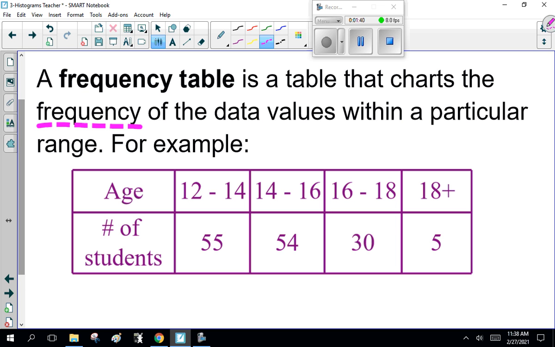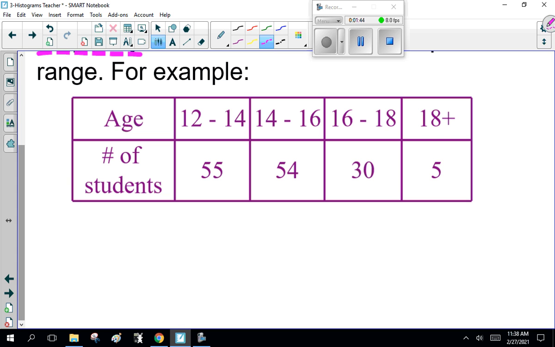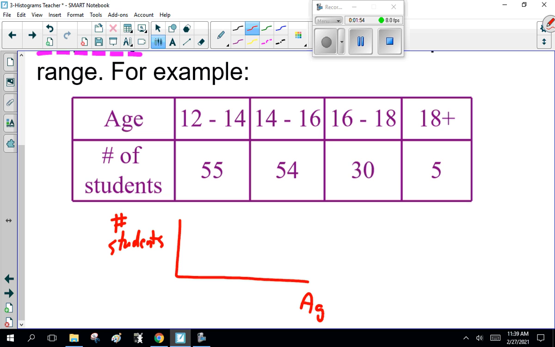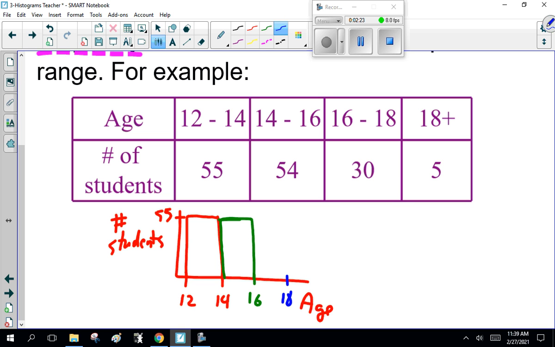So, a frequency table shows us the data. Now, if we wanted to graph this, maybe the number of students, age, and remember, it's a range, so 12 to 14 would be 55. 14 to 16 would be 54 like this. Not my best drawing, but you get the crude idea. 16 to 18 would be 30. And notice I'm being crude here, no numbers. And 18 plus would be 5.